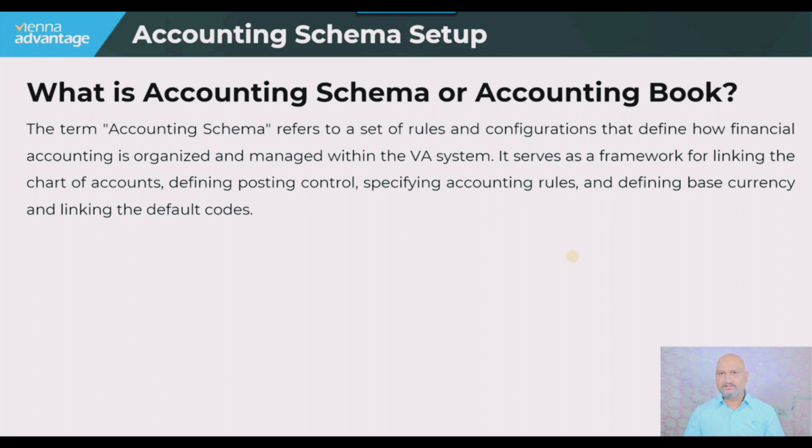It is one of the areas that you can call the heart of Vienna when we are talking about financial management in Vienna Advantage, because that is the place which identifies which are going to be the costing methods, costing levels, which are going to be the accounting dimensions, which is going to be the chart of account, what default codes would be utilized, and some of the conditions are there at this particular window.